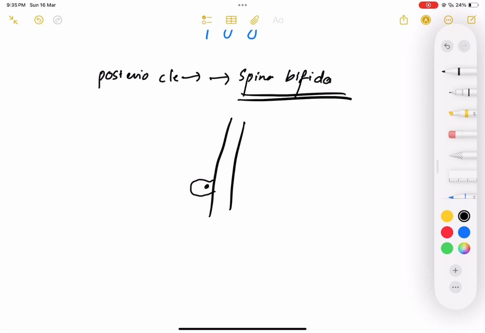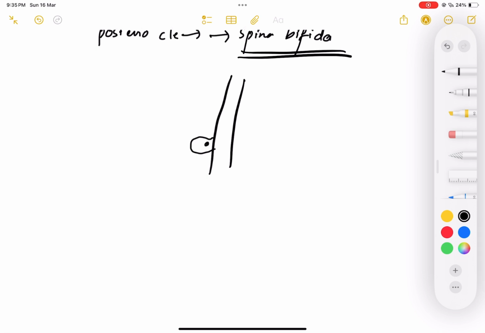We have a lot of variants of spina bifida. The first variant is called spina bifida occulta. What happens in spina bifida occulta is that you have a dimple or a patch of hair over the defect. It is the least severe form of spina bifida. You only have a tuft of hair with a dimple, which indicates failure of closure of the posterior neuropore.